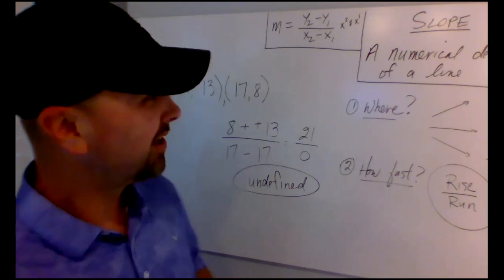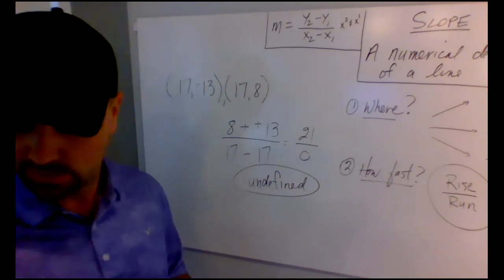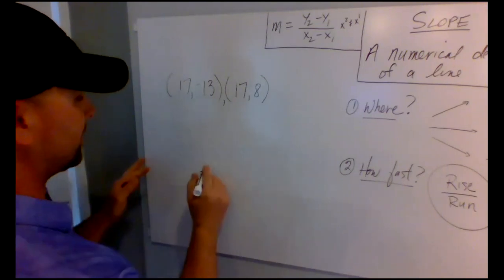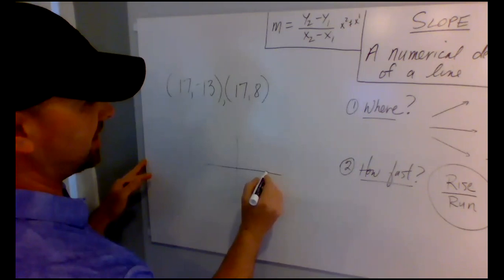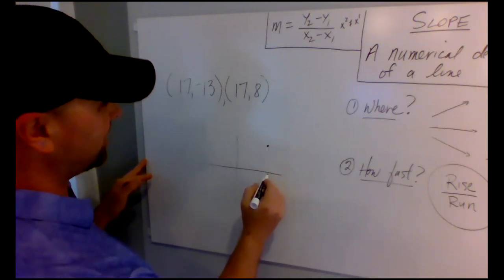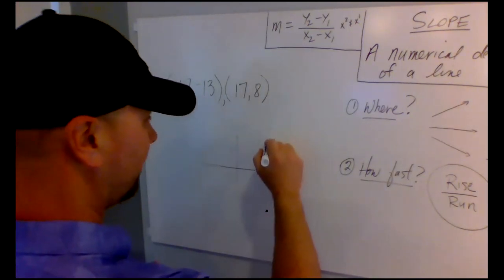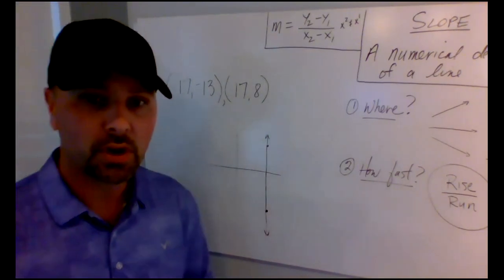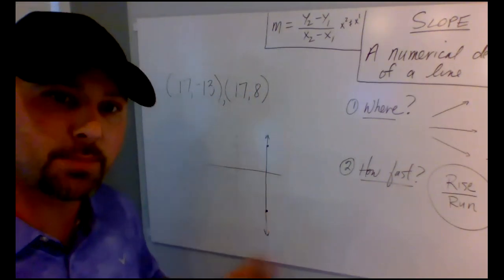On a graph, what that would look like. If we think about this, say this is 17, 8, and 17, negative 13. Okay, so on a graph, if your x's are the same, that means you have a straight up and down line.